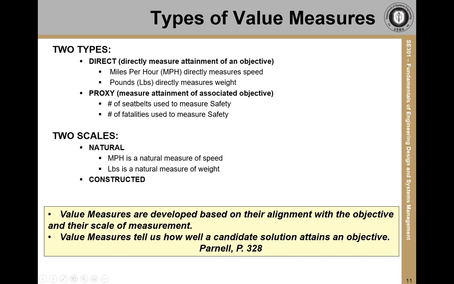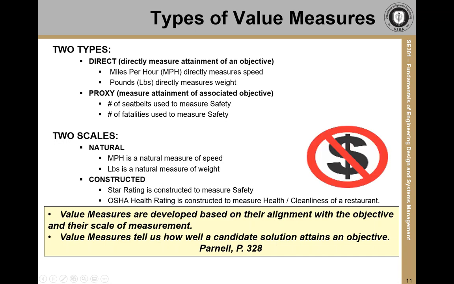Now on a constructed scale, this is something many of you are familiar with. If we're talking about safety, star rating scales often are used to measure safety. Think front collision ratings, side collision or airbag ratings, etc. If we're talking about restaurant cleanliness, there could be OSHA health ratings for health or cleanliness of a restaurant. I'm sure you all are familiar with Yelp and, is it 4 stars, is it 5 stars, etc.